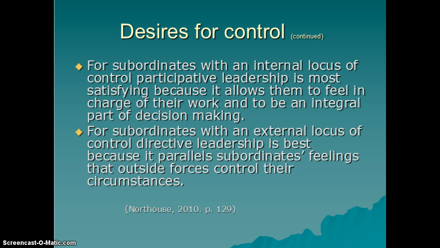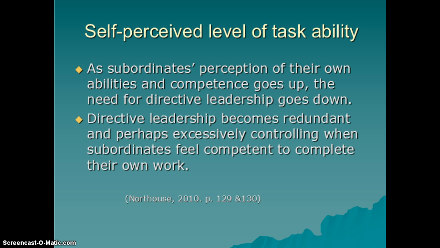Subordinates that have a self-perceived level of task ability. As subordinates' perception of their own abilities and competence goes up, the need for directive leadership goes down. Directive leadership becomes redundant and perhaps excessively controlling when subordinates feel competent to complete their own work.